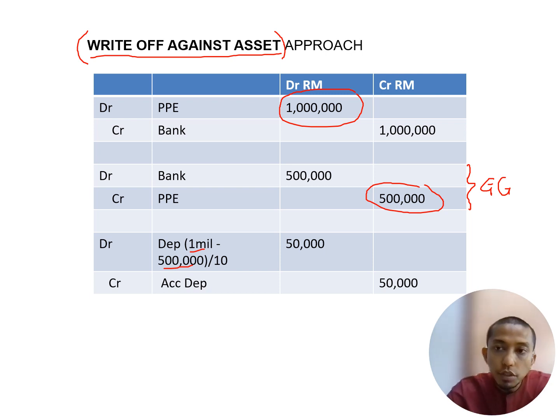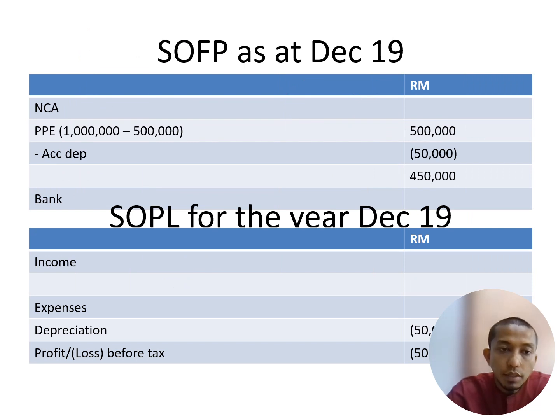Right. So how do we record in the statement of financial position? Again, we record at 500,000 because this cost is after minus the grant, 1 million less 500,000. So the accumulated depreciation is 50,000, and we get 450,000. You can see here, the depreciation is 50,000. This is profit or loss, because we don't have income, so we get a loss of 50,000. This one is extract only. Okay, so what about the deferred income method?